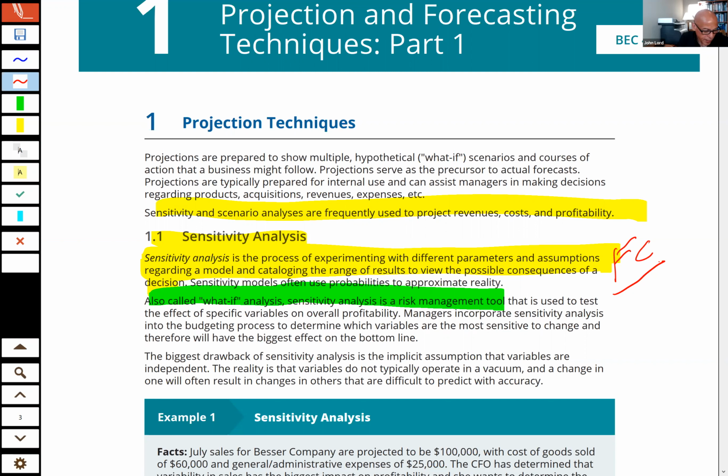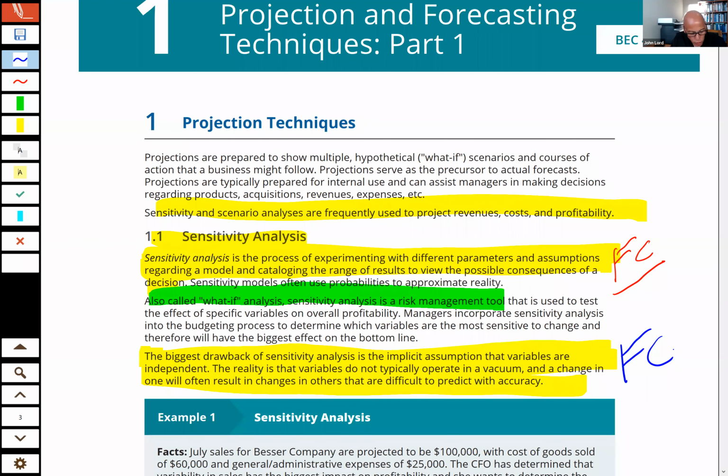Now they tell us, and you should flashcard, not only the definition, but remember, we've been pretty consistent in flashcarding pros and cons here. You should flashcard that the biggest drawback of sensitivity analysis is the implicit assumption that variables are independent. The reality is variables do not typically operate in a vacuum, and a change in one will result in a change in the other. So there may not be a lot of accuracy to sensitivity analysis.